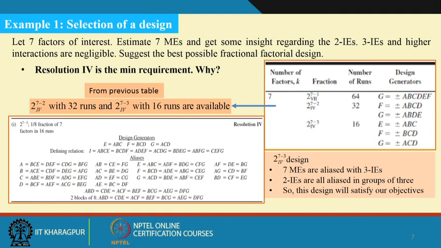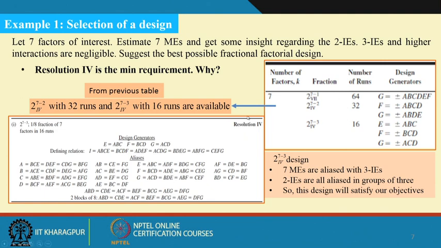But if you go for resolution 3, what will happen is that the main effects are also aliased with second order interaction effects. So in that case you cannot estimate the 7 main effects uniquely. But if you choose a resolution 4 design, you will be in a position to uniquely estimate the 7 main effects, and you have some idea about the second order interaction effects, as third and higher order interactions are negligible here.